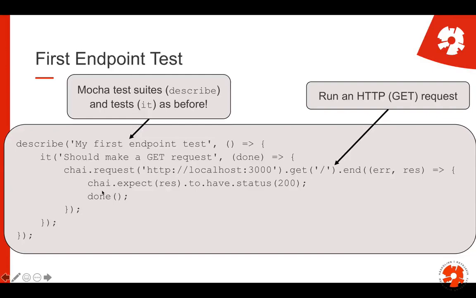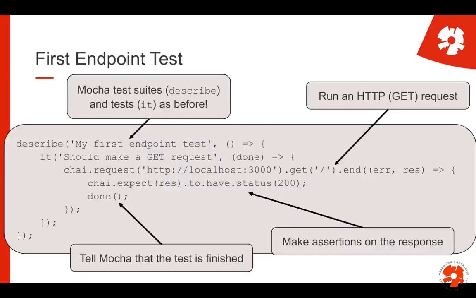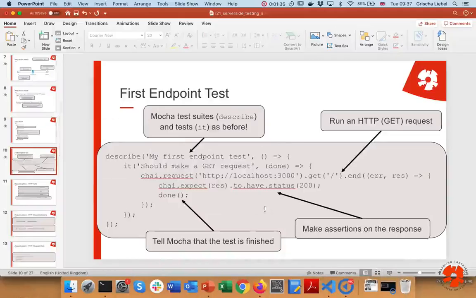For example, we can say the response should have status code 200, the get request should have been successful. Since requests are asynchronous, so they may take some time, we have to use this done function. Otherwise, your tests will always pass and you will not realize that something went wrong. So that's very important. Let's try this.